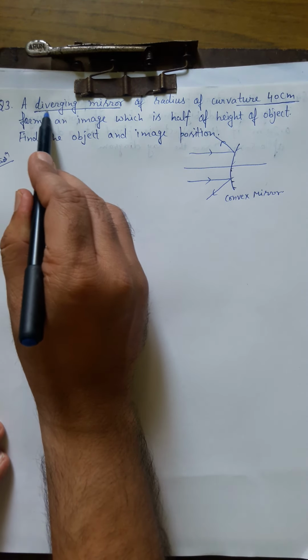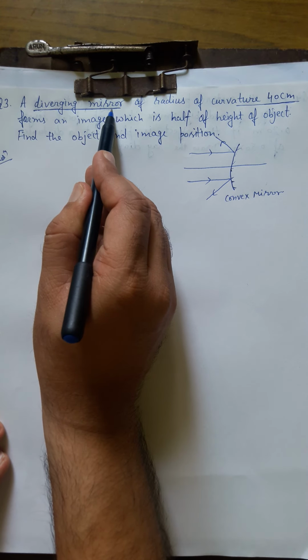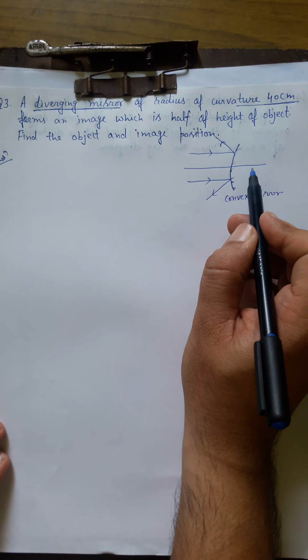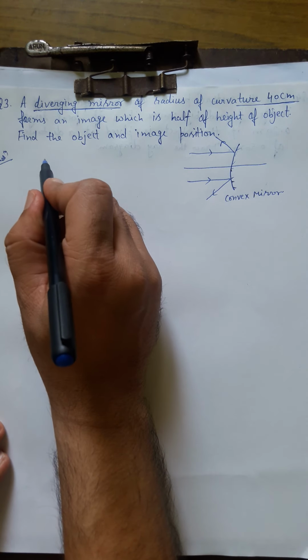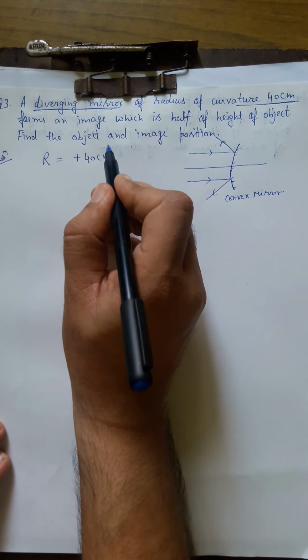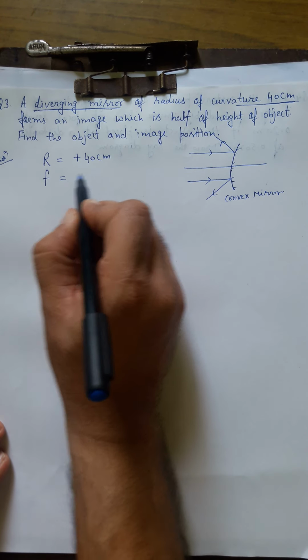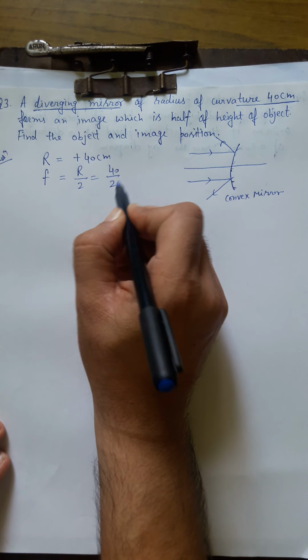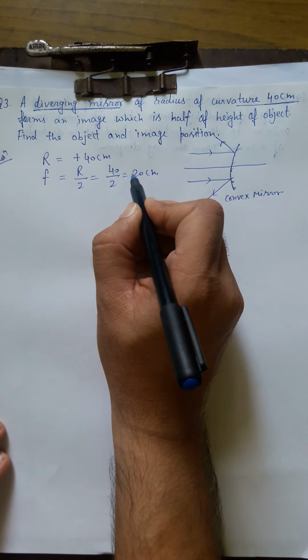So from this we can say that our mirror is convex, and if convex mirror is there, then the radius of curvature will be taken as positive. So radius of curvature is given to you plus 40 centimeter, and focal length is given to you r by 2 means 40 upon 2, 20 centimeter with positive sign.